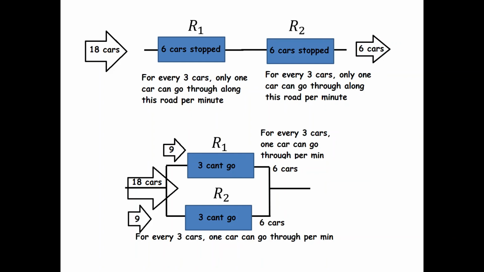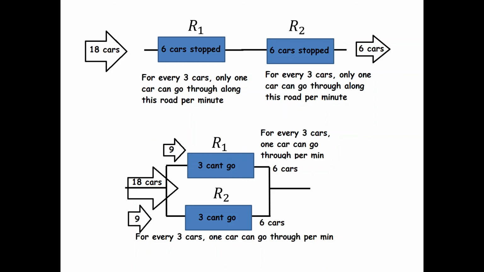So if you look at the top, let's just say that you're starting off with 18 cars. For every 3 cars, only 1 car can go through. So if you started off with 18 cars, that means 6 cars will be stopped. And then another one, for every 3 cars, only 1 car can go through. So 6 cars are stopped per minute, and then the one further along is another 6 cars stopped per minute. So how many cars come out of the road? 18 minus 6 is 12, 12 minus 6 is 6. So you end up with 6 cars coming out of that road per minute.